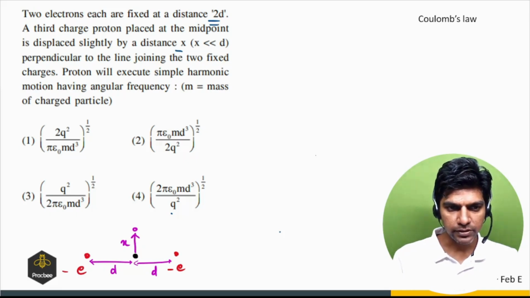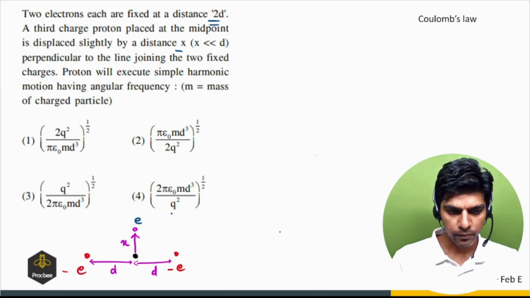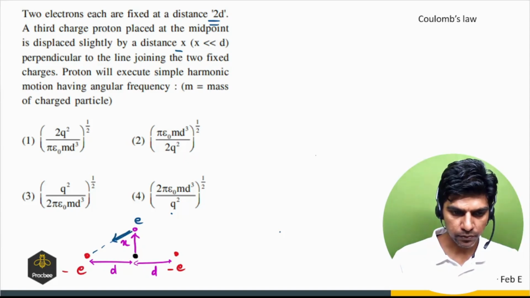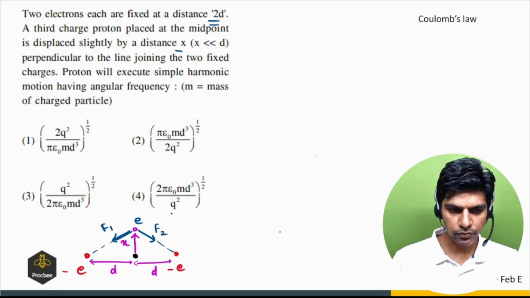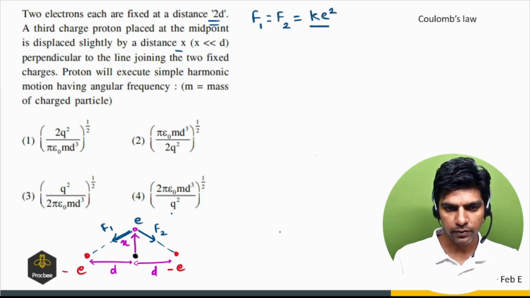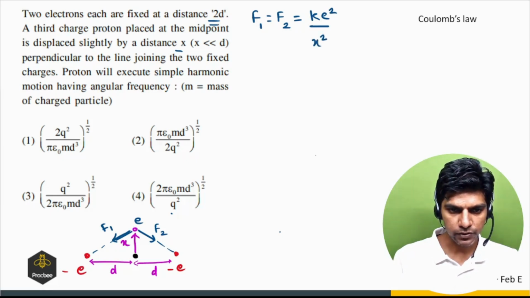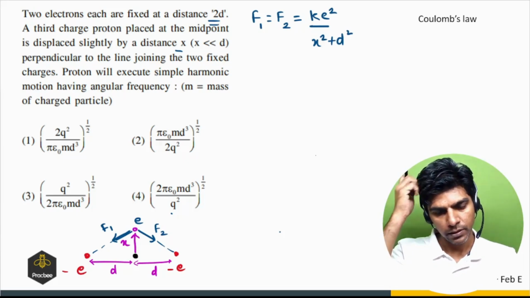Now let us see what are the forces exerted by the electrons on the proton. So there will be a force of attraction by the left electron, let me call this F1, and there is a force of attraction by the right electron, let me call this F2, and this F1 and F2 will have the same magnitude. So F1 is equal to F2, and it will be K e square divided by the square of the distance between the charges, and the square of that will be x square plus d square. So we got the force.